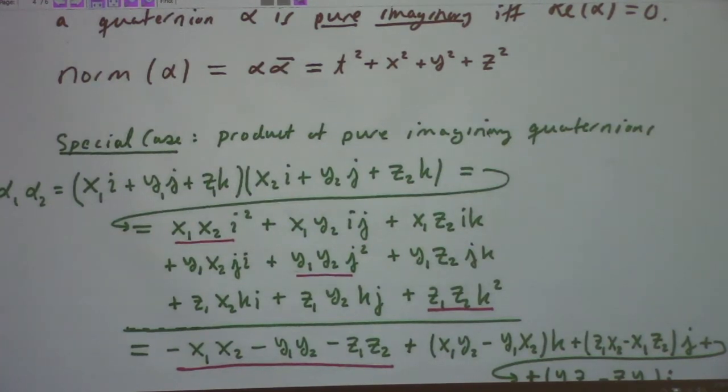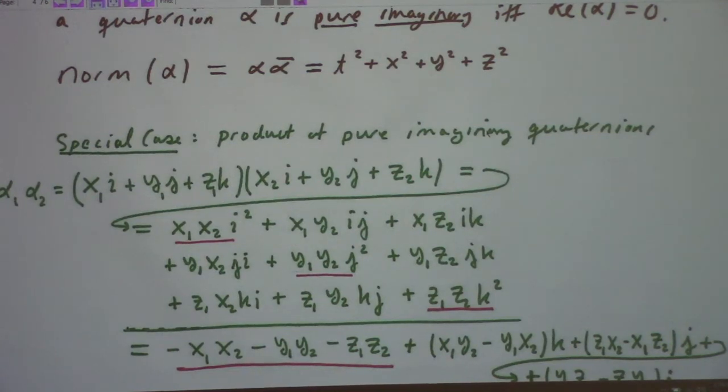Anyway, if you multiply two spatial quaternions, you get these 9 terms, right? But the i squared, the j squared, the k squared, those are -1. So out pops this x1 x2, y1 y2, z1 z2. If you look at that, that's minus the dot product of the vectors. So this has got the dot product of the spatial vectors x1, y1, z1 with x2, y2, z2, which is kind of neat.